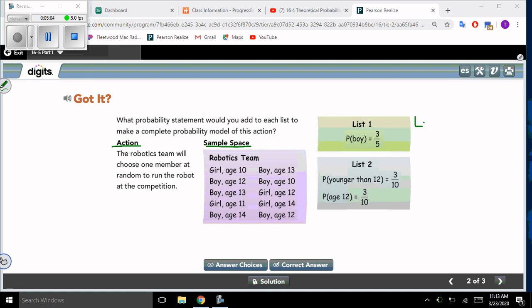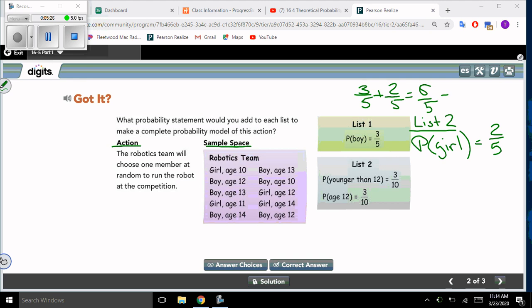So in the case of list 2, you're either going to have boys or girls, obviously. As you take a look at it, list 2 must be probability of girl, and probability of girl has to be 2 out of 5. I know that because 3/5 plus 2/5 has to equal 5/5, and if it equals 5/5, then that has to be equal to 1. So again, in this particular situation with 10 names on here, there better be what? 4 girls? 1, 2, 3, and 4.